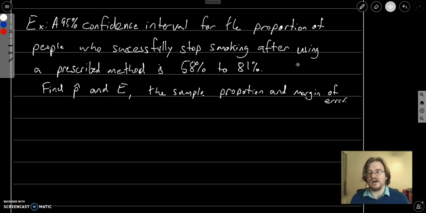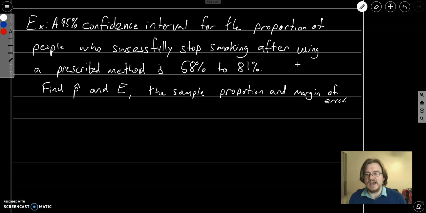Let's say that we were given a 95% confidence interval, and it's referring to the proportion of people who successfully stop smoking using some method, maybe a patch, and we're told that this confidence interval is from 58% to 81%. So we just want to estimate, what was the actual sample proportion that they found, and what was the margin of error here?